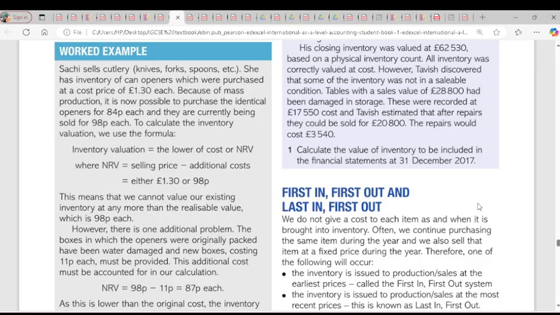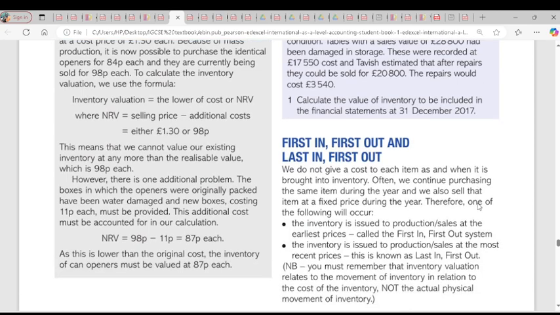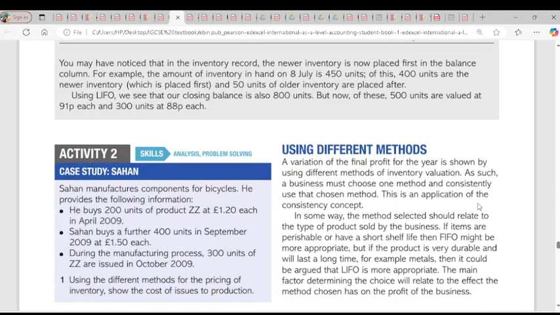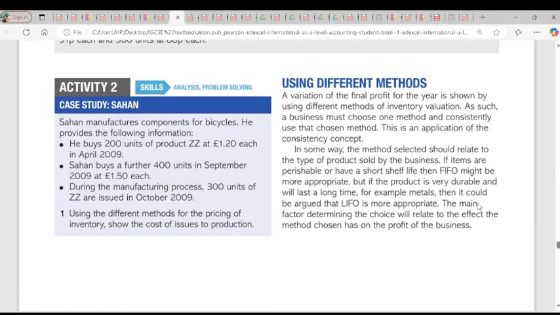For LIFO, it is the cost of the most recent inventory multiplied by the amount of inventory sold. For FIFO, it's the cost of the earliest price. Both are applied to the amount sold. Is it clear? So we have the methods now. We have done activity 1, right? Yes. Now activity 2, thank you.